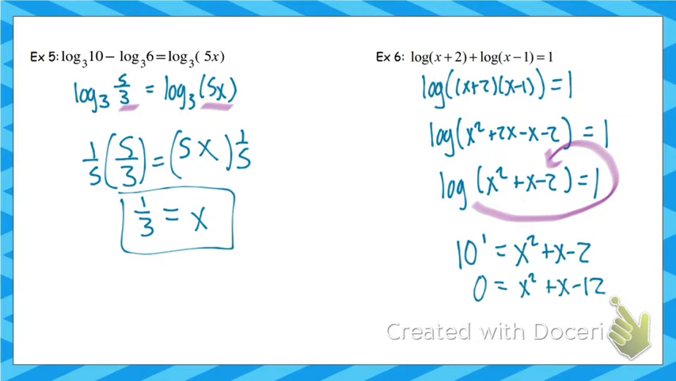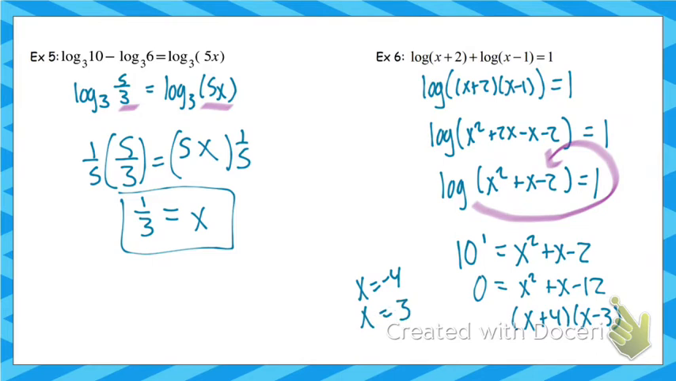And this one factors, because we can figure out what multiplies to negative 12 and adds to 1. Those numbers are 4 and negative 3. Because there's no number out in front there, it's pretty easy. That's all we need to do is find those numbers. Now to find our answers, remember we set each factor equal to 0. So I get 2 possible answers, negative 4 and 3.